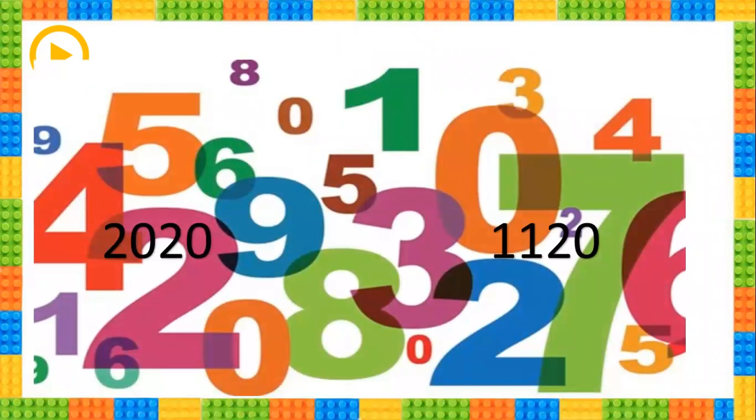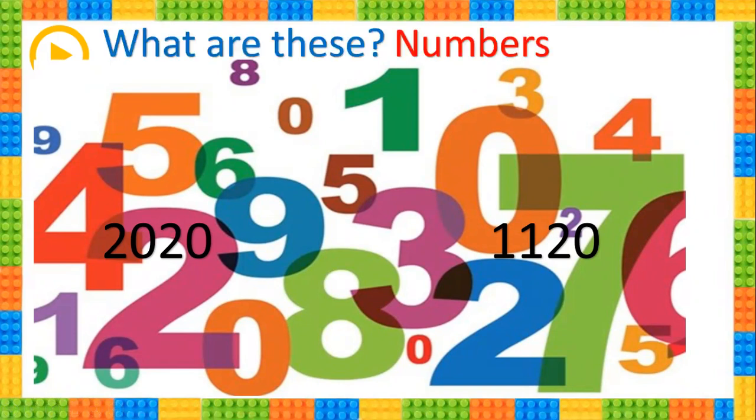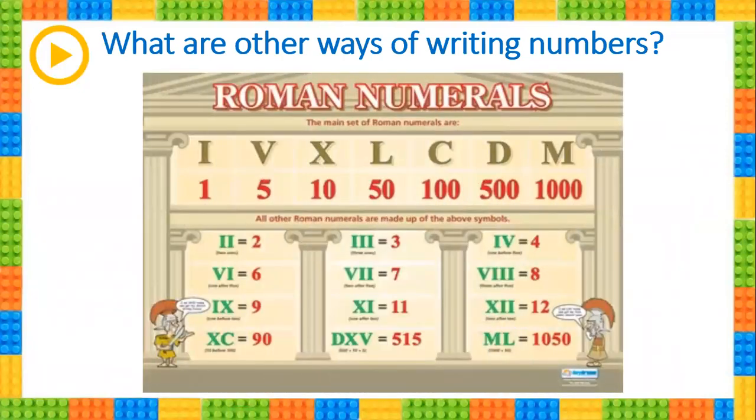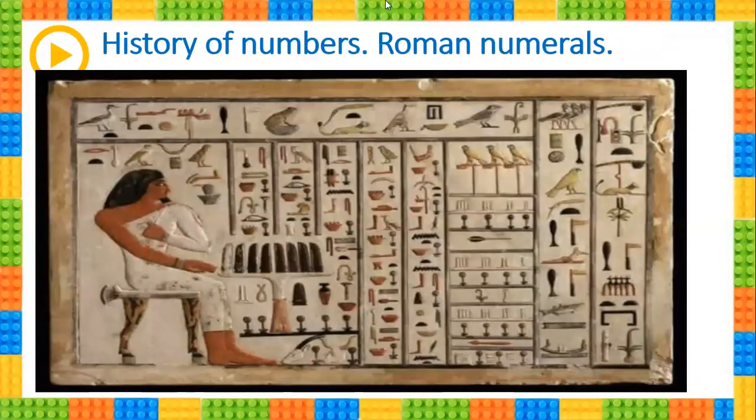Now, 2020, 1120, 3, 0, 1, 9, all of them, what are they? They are numbers. So, what are other ways of writing numbers, students? How can we write numbers except with digits? Yes, we can write numbers with letters I, V, X, L, C, D, M, and they are called Roman numerals. So today we will have a look at the history of numbers and Roman numerals. We will learn about them in the text.